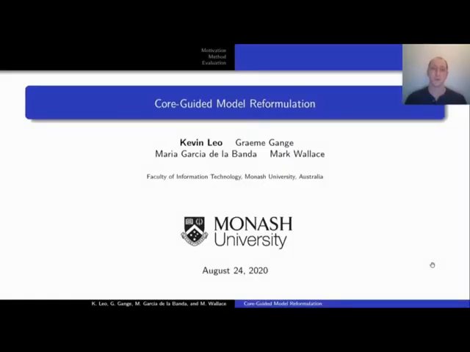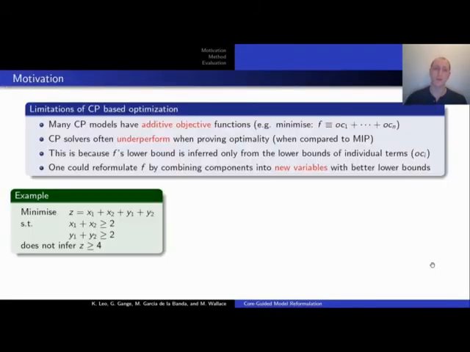Welcome to this 3-minute summary of our paper, Core-Guided Model Reformulation. In this paper, we wanted to address one of the main limitations of constraint programming-based optimization, which is that while many constraint programming models have additive objective functions, CP solvers tend to underperform when trying to prove optimality on these problems. This is because the lower bound on the objective variable is often hard to improve.